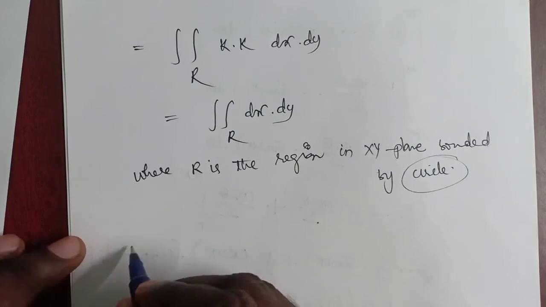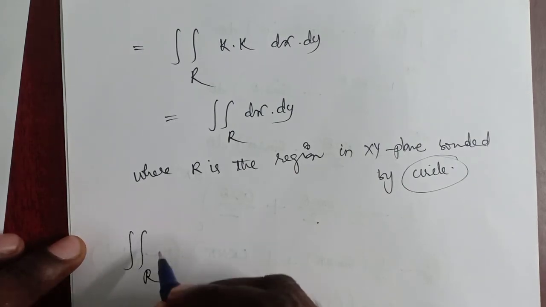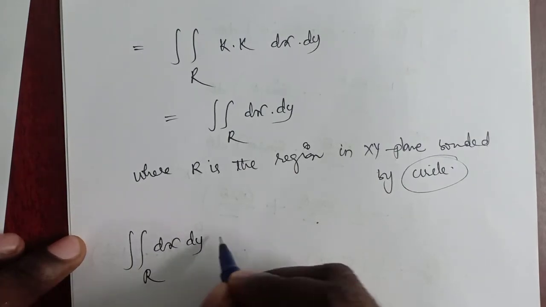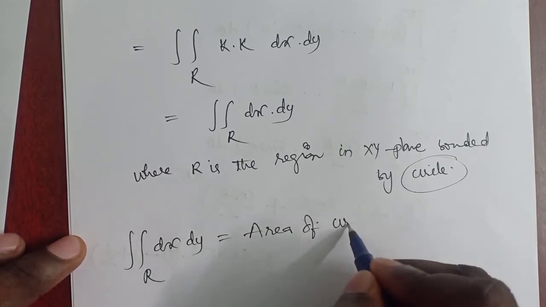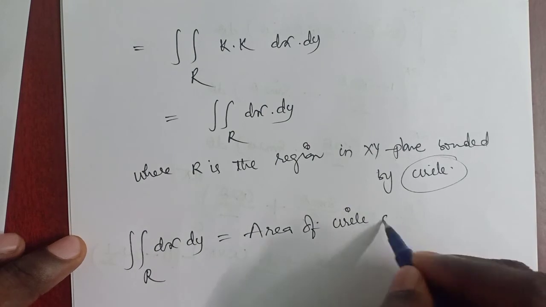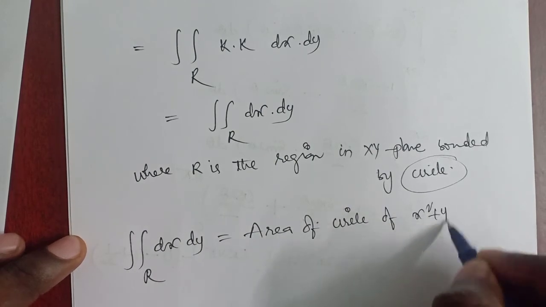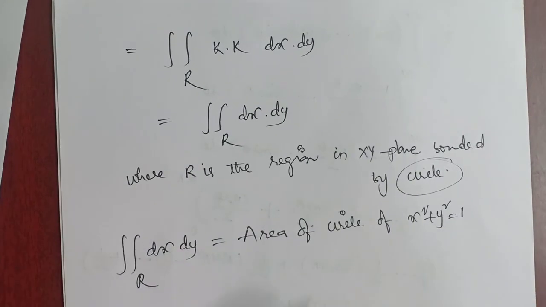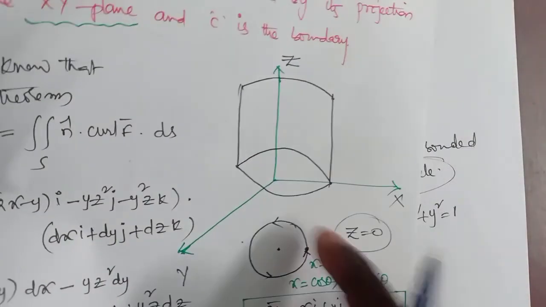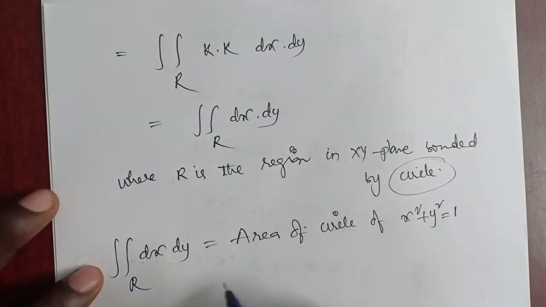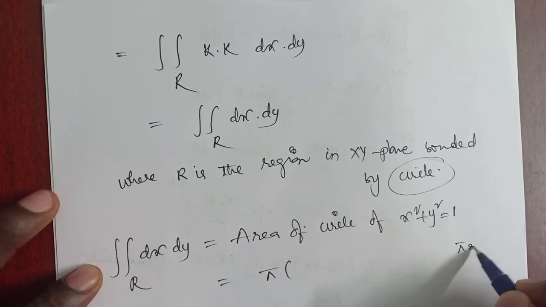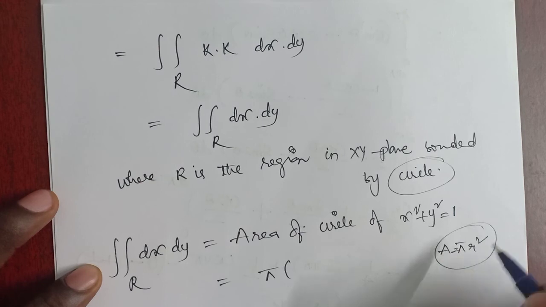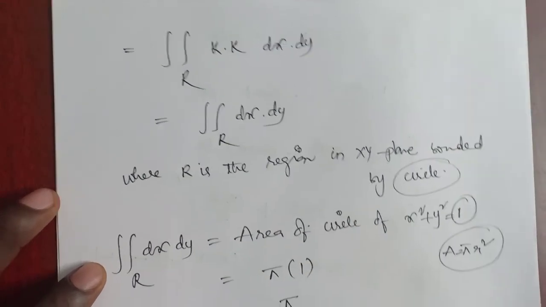So clearly, double integral over the region R of dx into dy is equal to the area of the circle x square plus y square equal to 1. Why? Because here z is equal to 0. In xy plane z equal to 0. So clearly what is the area of a circle? Pi r square. So clearly r is what? 1. So pi into 1, so pi.